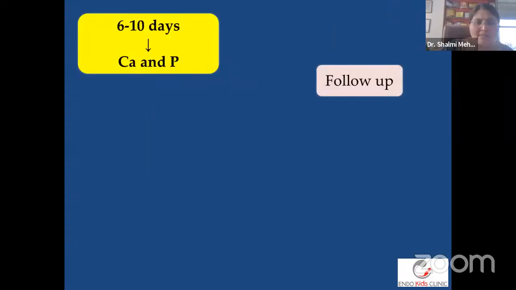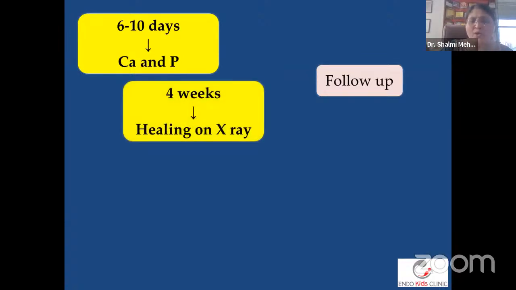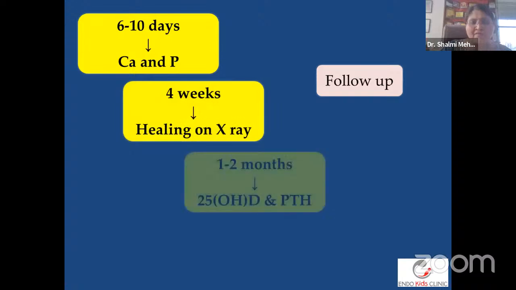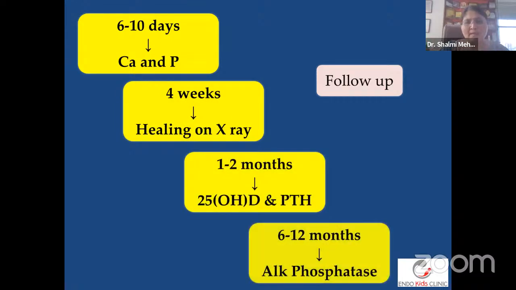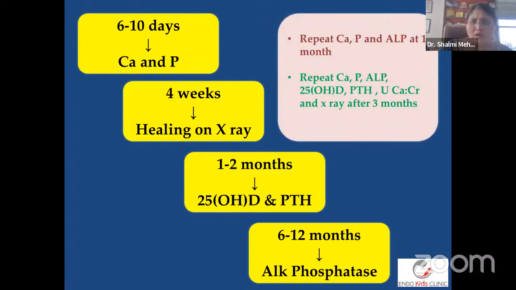So what actually happens is, in 6 to 10 days, the calcium and the phosphorus start improving. You start seeing healing on the X-ray by 4 weeks. In 1 to 2 months, your vitamin D levels and your PTH start normalizing. Your alkaline phosphatase might take 6 to 12 months, because it's a marker of active bone turnover. The bones are healing, so it may take 6 to 12 months for the alkaline phosphatase to get back to normal. And this is what we routinely do in our practices.